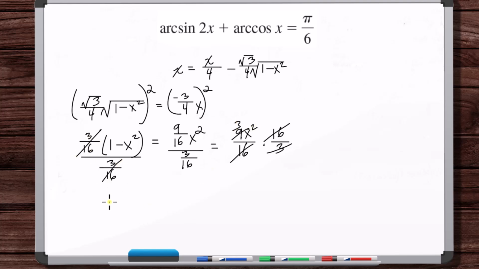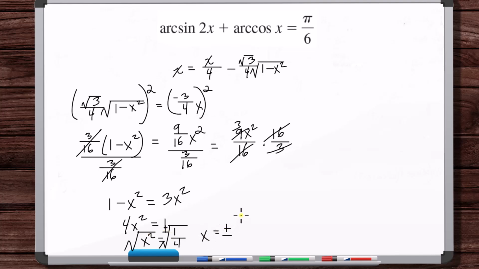So 1 minus x squared is equal to 3x squared. So 4x squared is equal to 1. X squared is equal to 1/4. Now with radical equations, we need to make sure that there are no extraneous solutions. This would be x equals plus or minus 1/2.